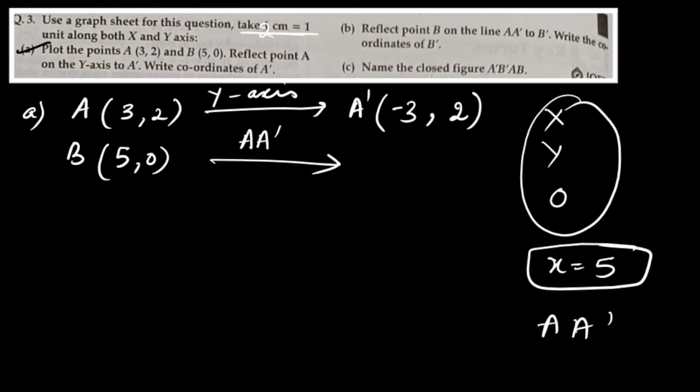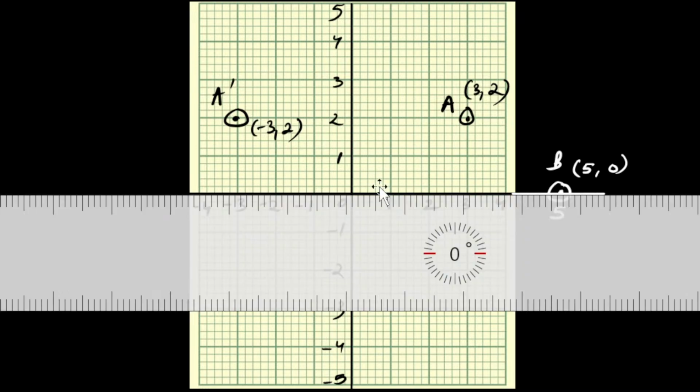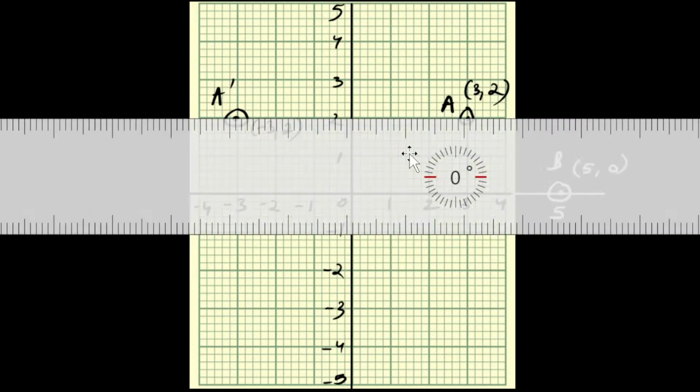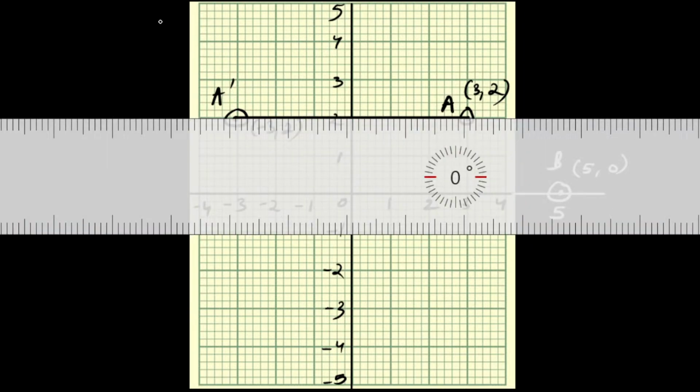AA dash means we have to join point A and A dash, and we'll get one line segment. From this one we have to do the reflection. I have just joined, and that means this line will act as a mirror line. So I'll just extend this one, because the reflection of point B we have to do from this line.